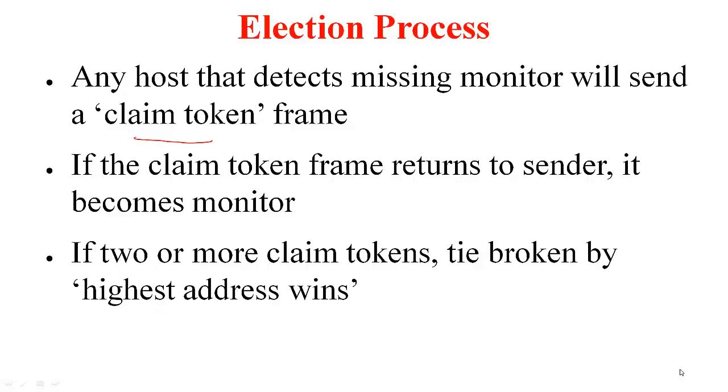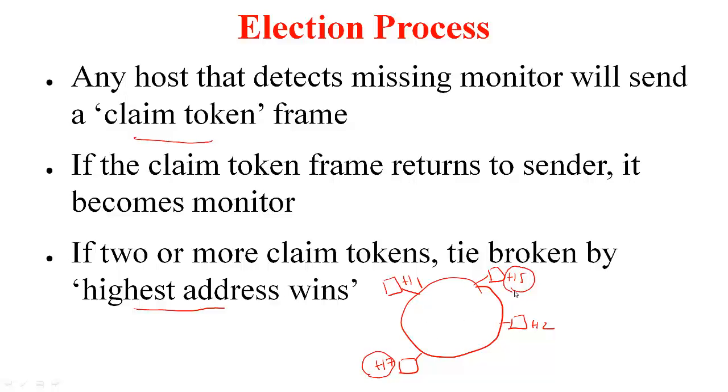Now it is very much conceivable that more than one host could transmit the claim token frame as part of the ring. If the claim token frame sent by a sender comes back to it, then it becomes the monitor. If it didn't come back to it, that means someone else has become the monitor. And this tie is typically broken by the highest address wins. So this example again shows how this works. Suppose host 7 and host 5 both send a claim token. So this is going in this direction. This is coming in this direction.